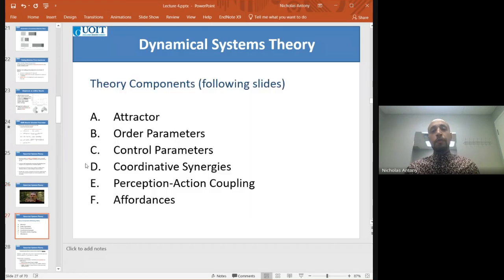One good thing about the dynamical systems-based theory is it brought up a whole lot of terminology that is used a lot in motor control research now. It developed different components, for example, attractor, order parameters, control parameters, coordinative synergies, perception-action coupling, and affordances. This terminology came from dynamical systems-based studies, and it's important because these are terms we use nowadays to talk about what we visualize when we're doing motor control studies.